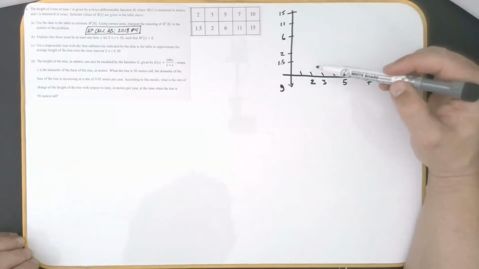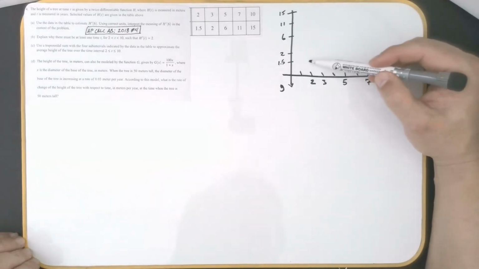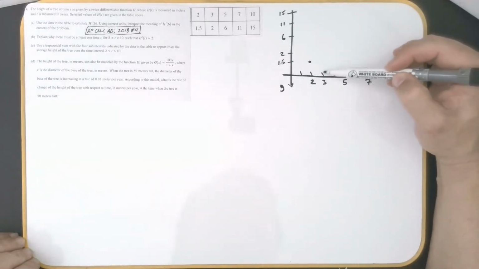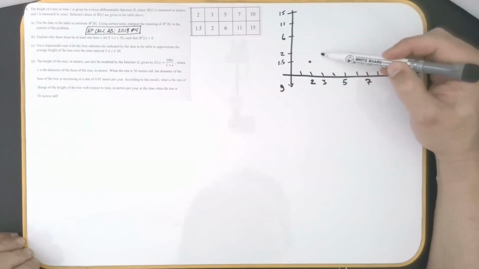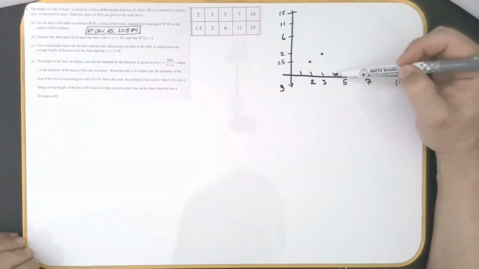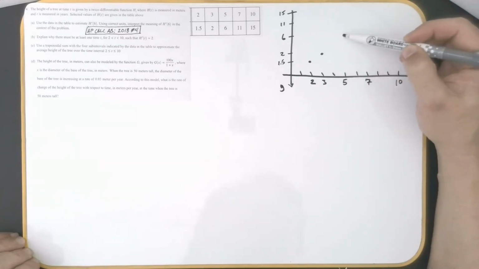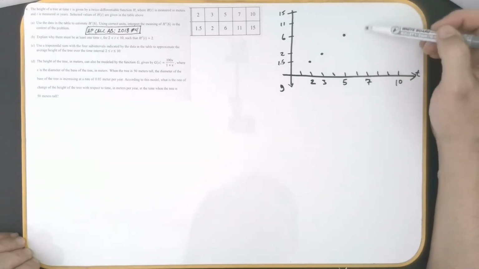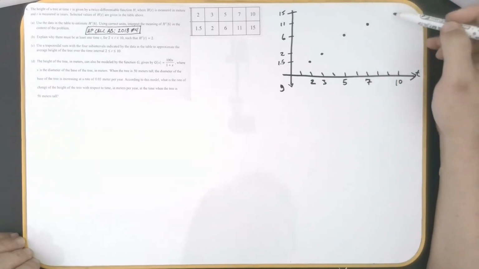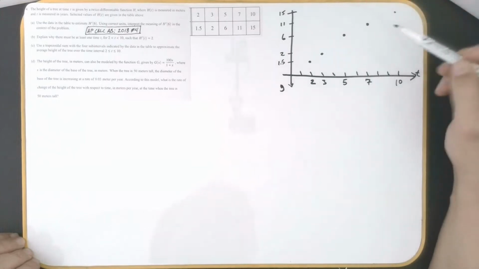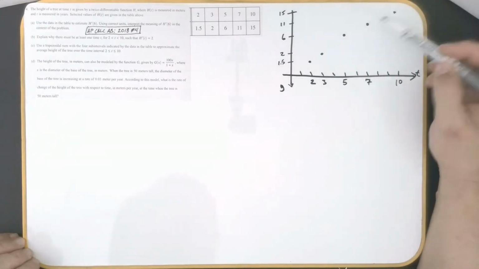Okay, so it looks like after 2 years, we were at 1.5 meters. After 3 years, we were at 2 meters. And at 5, we were at 6. And at 7, we were at 11. And at year 10, we were at 15. So the tree just keeps getting taller.